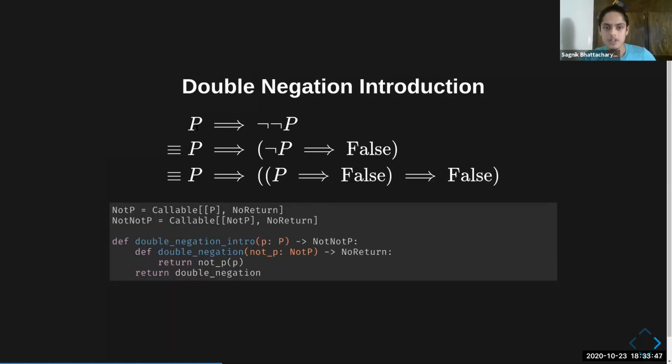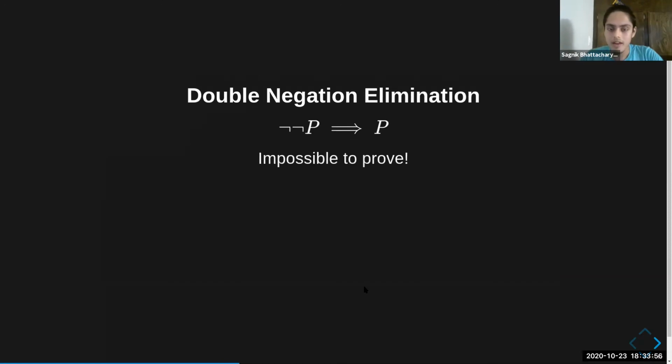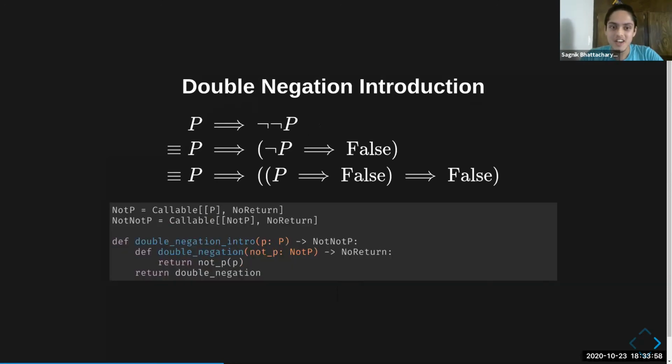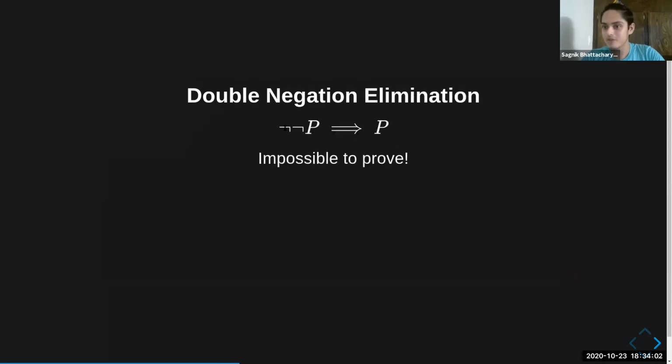And also, p implies not p, right? And I can come up with an implementation of it like this. You can check it later on. Now, very interestingly, we can prove that p implies not p, but we cannot prove that not p implies p. And the reason for this is actually kind of subtle.